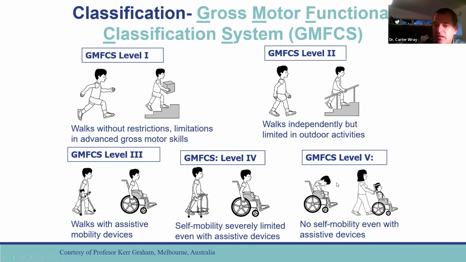And then level 5 would be the kids who can't push their own wheelchair, the kids who might need either a mechanical wheelchair if they're able to operate that, a motorized wheelchair if they're able to operate a motorized one, or the kids who need their wheelchair pushed.